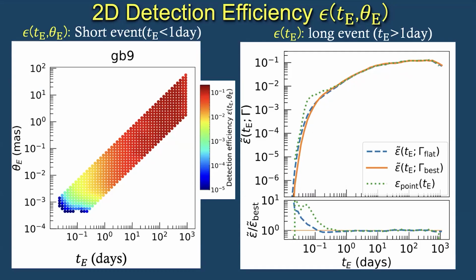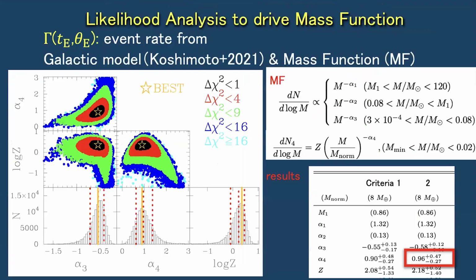And here is the 1D projection of this analysis into the time scale. And this dotted line indicating the detection efficiency without finite source effect. But with the finite source effect, this red curve indicating this is reduced at the short time scale because of the finite source effect. So we're going to use this 2D detection efficiency for the short time scale event, but for the longer time scale event, we're going to use this 1D detection efficiency for reduce the calculation time.